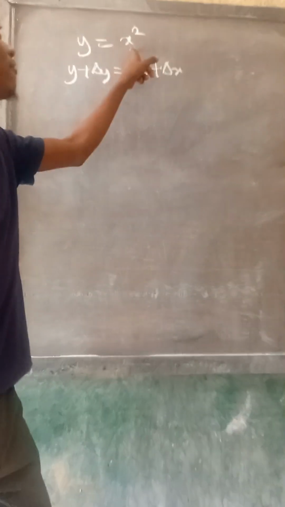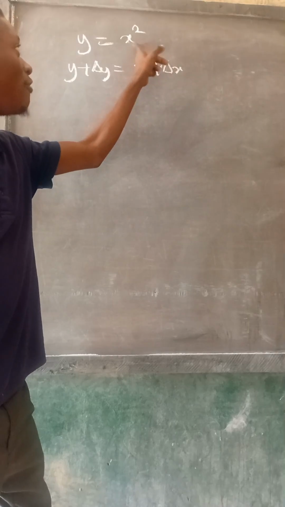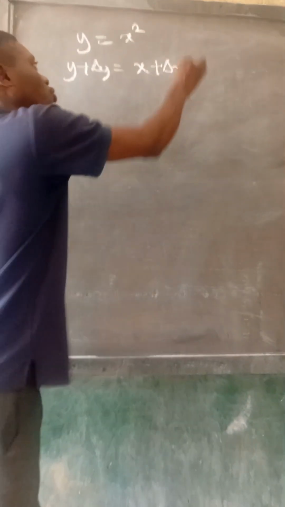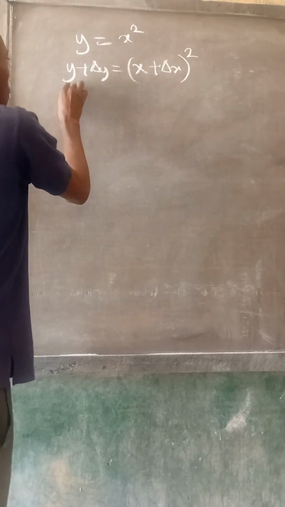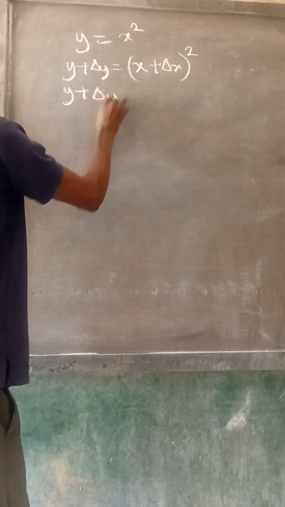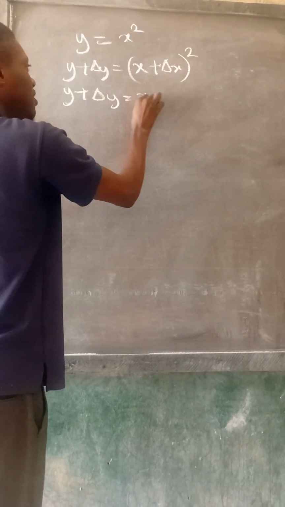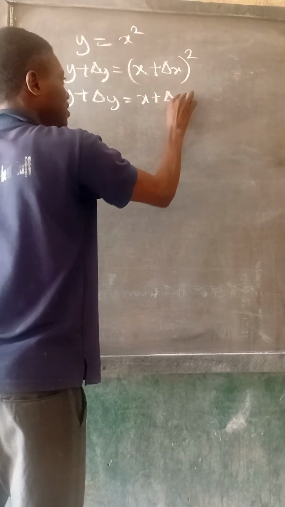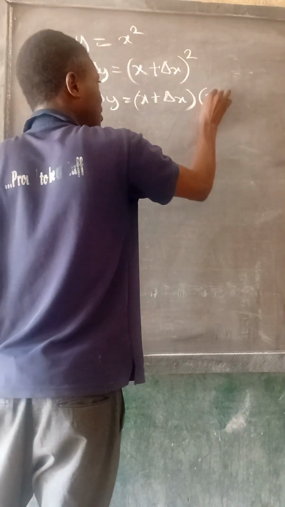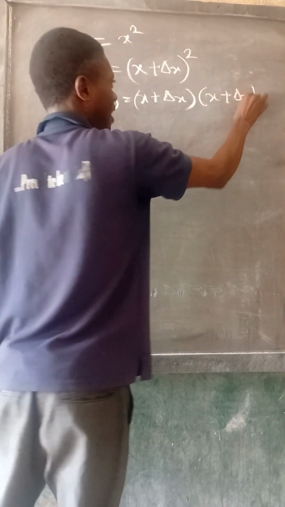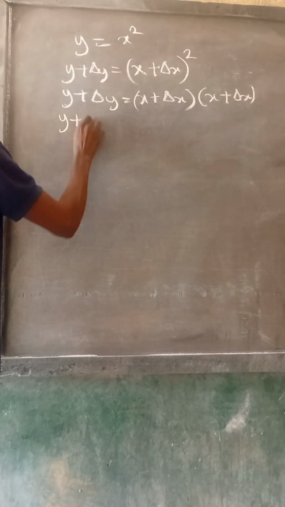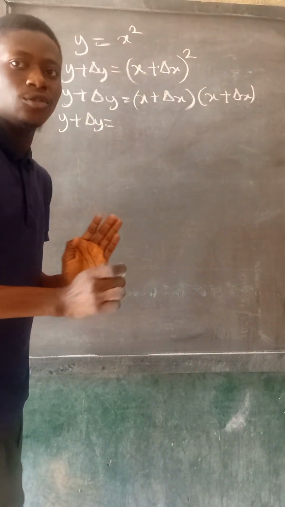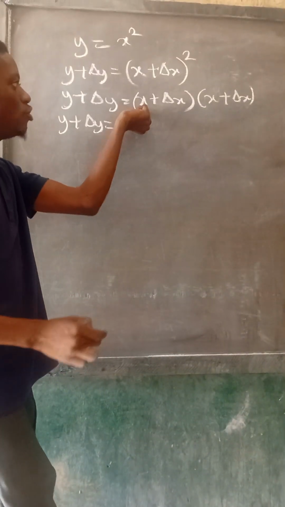And don't forget, our function of x is actually squared. So it means that we are going to square this. So now what do we do next? We have y plus delta y. We are going to expand this. We have x plus delta x and x plus delta x. So we are going to multiply this. So it's going to become y plus delta y. So let's do this step by step. So let's use this to multiply the whole of this.